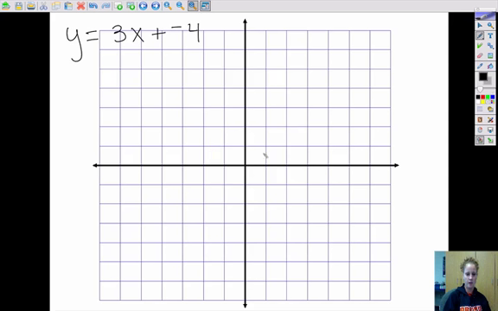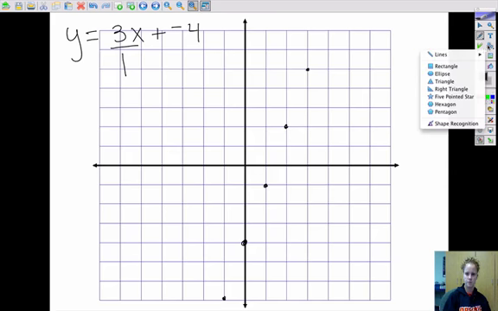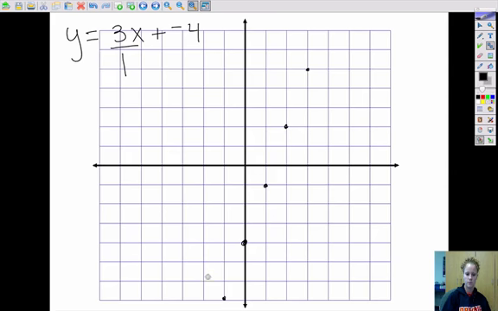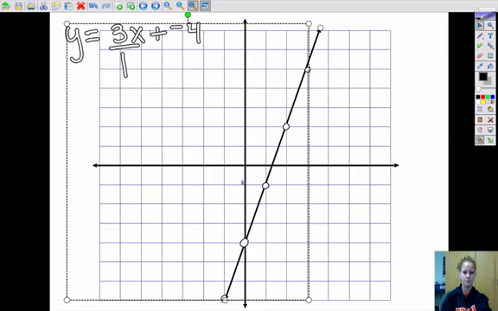And now that you've graphed it, you've started the video again. We're going to start at negative 4: 1, 2, 3, 4. Our slope is 3, which is 3 over 1. So we're going to go up 3 over 1, up 3 over 1. And your line should look like this. Hope it does. Let's try another one.